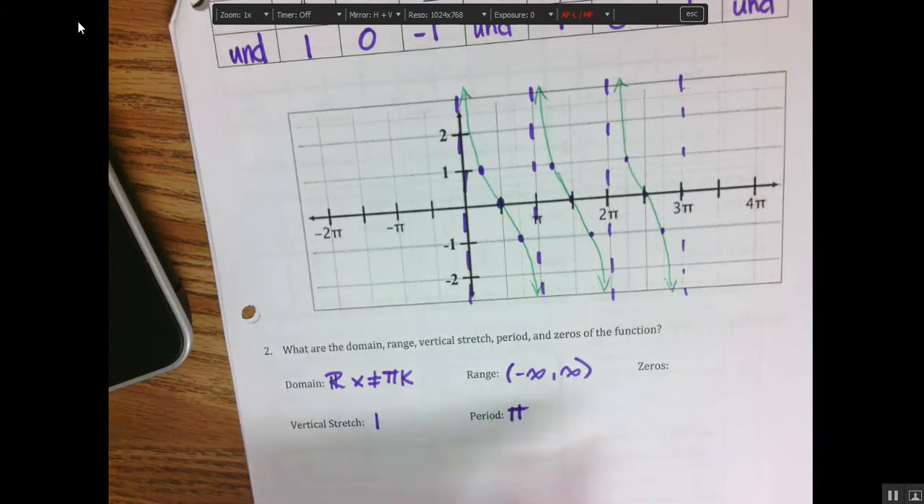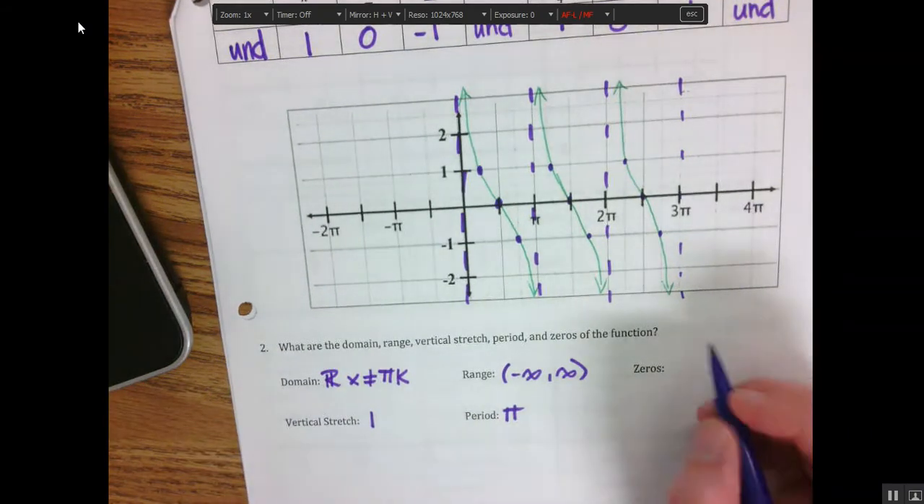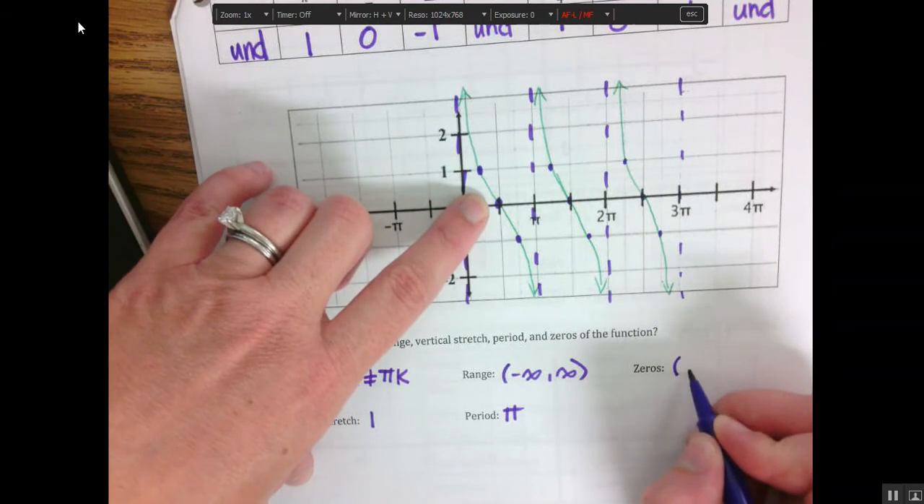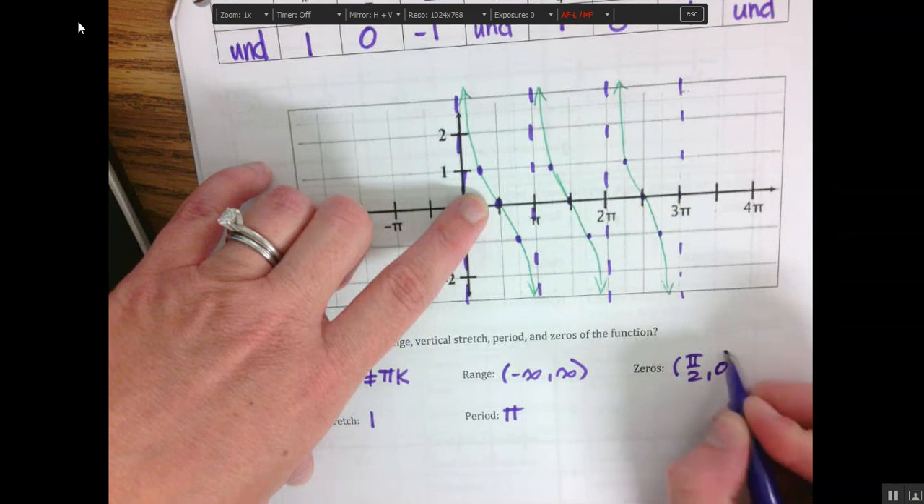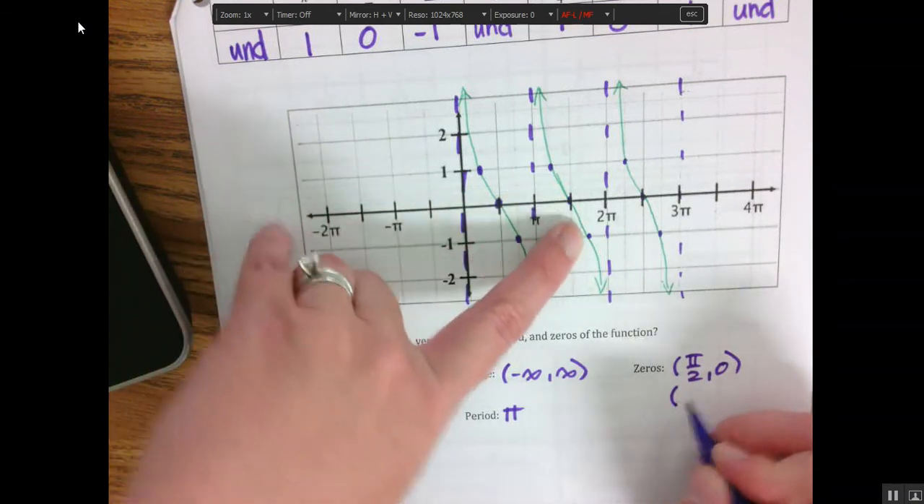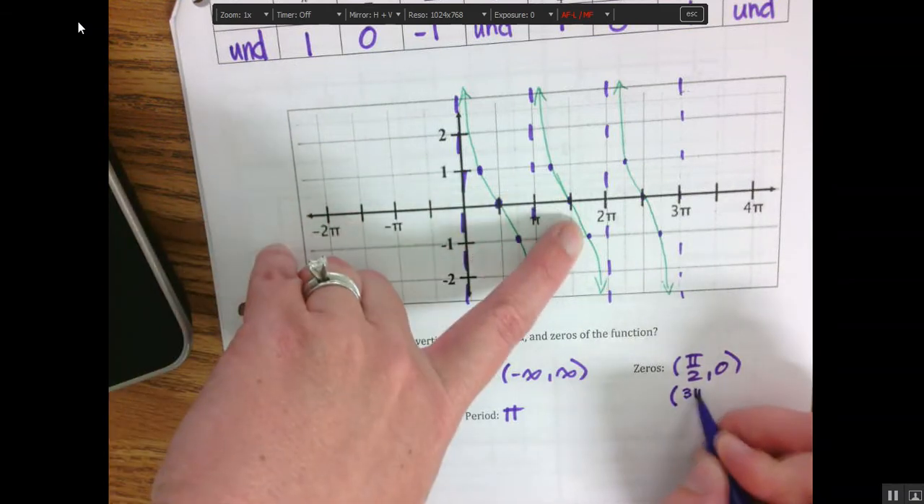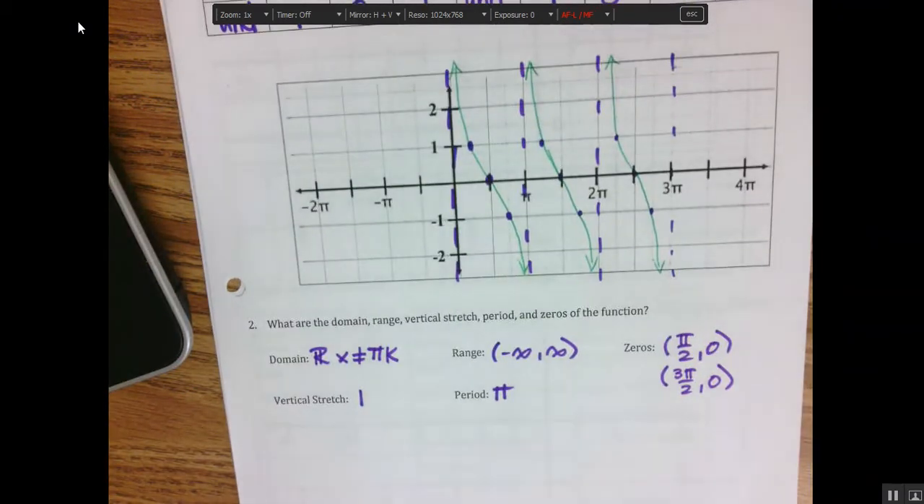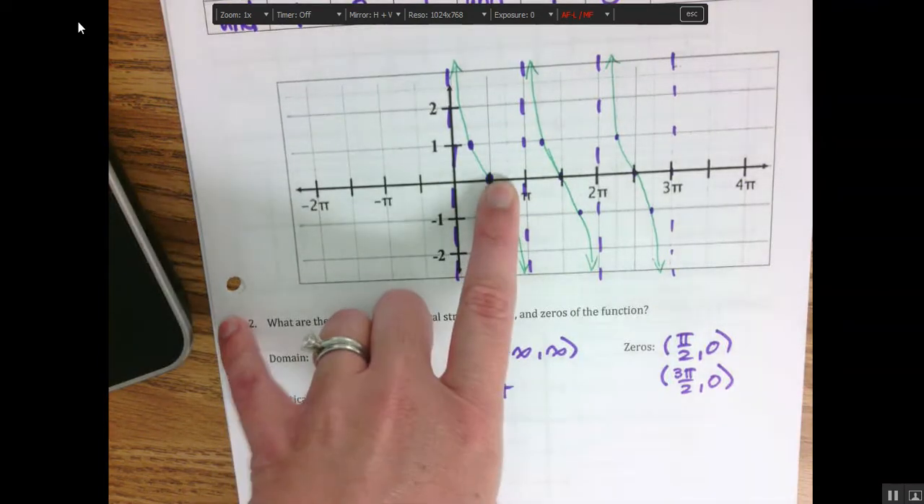Okay? All right, and then our zeros, we could start listing them. What's the first one? Pi over 2, 0. And 3 pi over 2, 0. Okay, so we could list them like that, but also we could write an expression. Did you notice the relationship between the zeros of the cotangent and the asymptotes of the tangent?